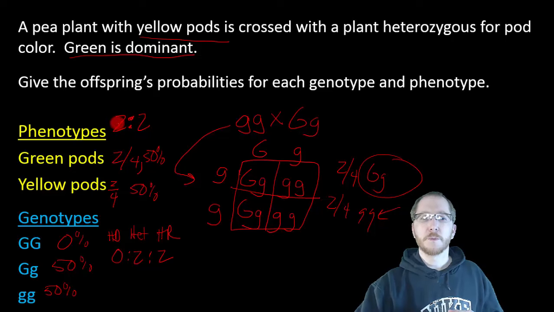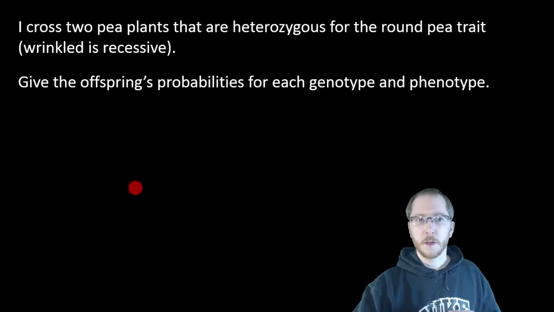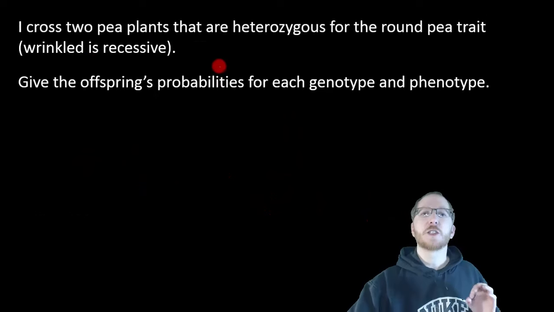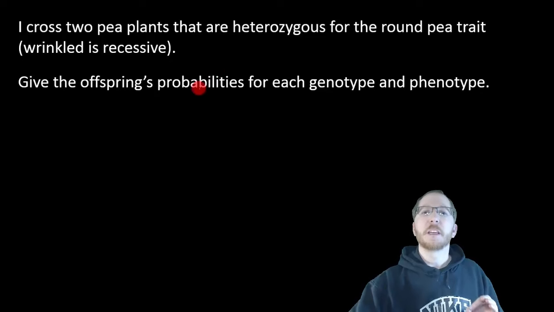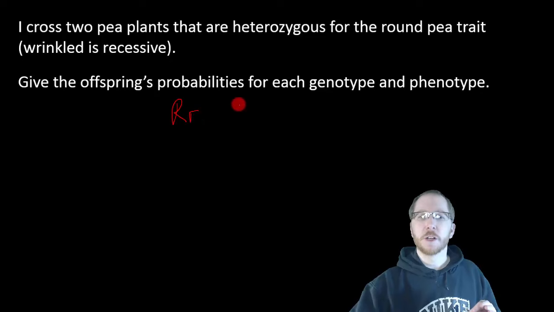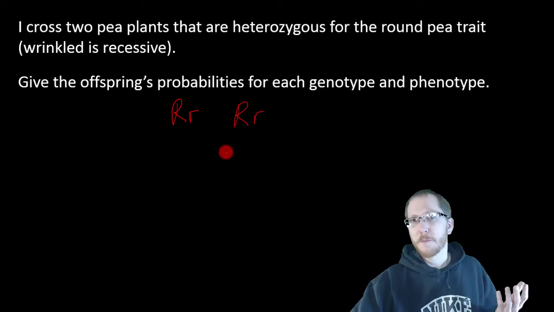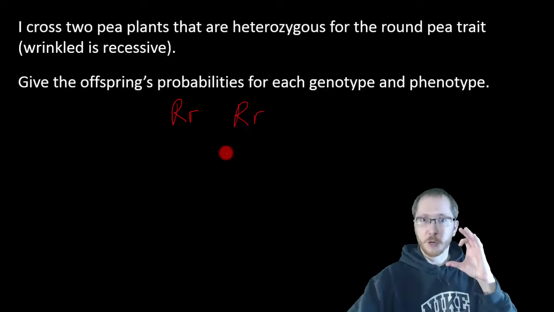So four total, two are green, two are yellow. Now for the next one, we've got two pea plants heterozygous for the round pea trait. So this means both of them will be heterozygotes. Round is going to be a dominant trait, so we're going to use big R for round. That way, it's just the norm that if round is dominant, you pick the first letter of it and make it uppercase to show it's dominant.